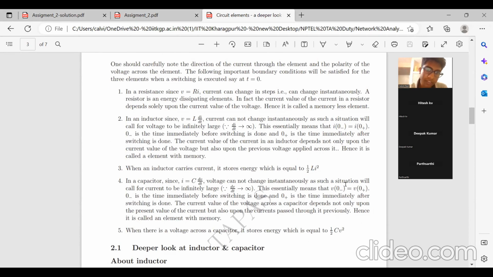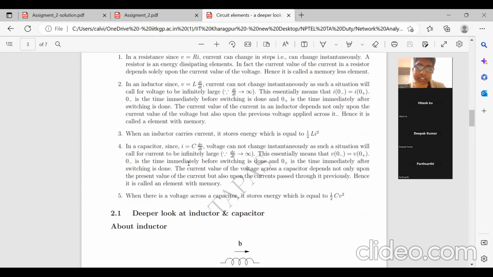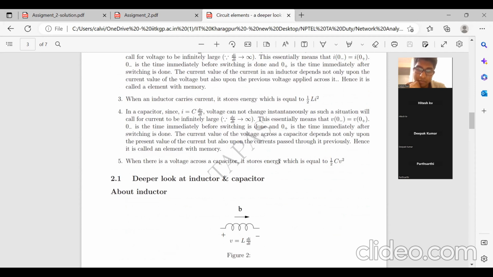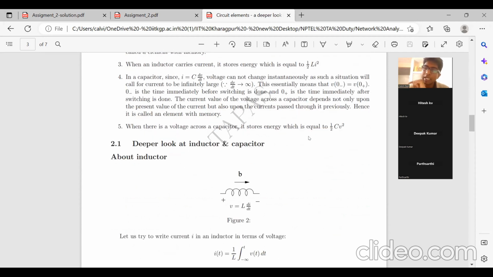Okay. Yeah, so these points just say the same concept. The concept which we consider for the inductor, that the current across the inductor cannot change immediately, is applied for the capacitor as well. So the voltage across a capacitor cannot change instantaneously. And when an inductor carries current, the energy stored is half Li square. When a voltage is across a capacitor, the energy stored at that instant is half CV square.